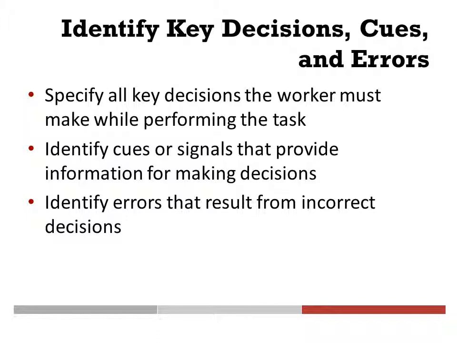Another thing that we identify are key decisions, cues, and errors. So what we want to do is specify all the decisions that an able administrator makes while performing the specific step in the task. We also identify cues or signals that provide information for making each decision. And we identify errors that result from incorrect decisions.